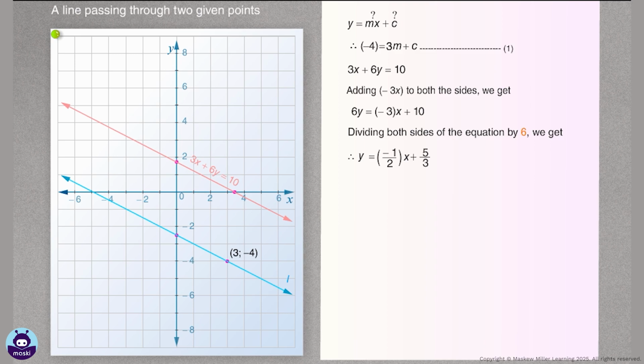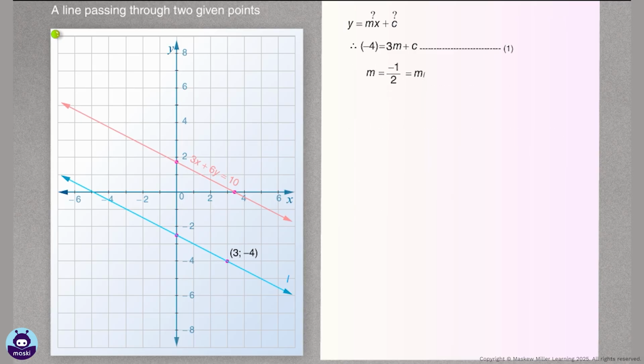From this equation, we can deduce by inspection that the gradient of this line is -half. Since this line is parallel to line L, the gradient of L will also be -half. Substituting m is equal to -half in equation 1, we get -4 is equal to 3 times -1 over 2 plus c. Therefore, -4 is equal to -3 over 2 plus c.